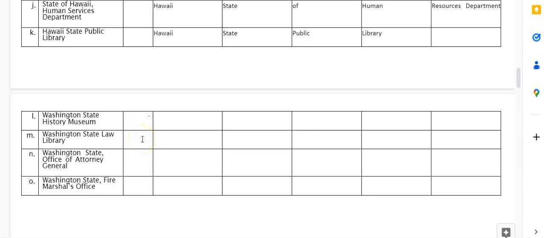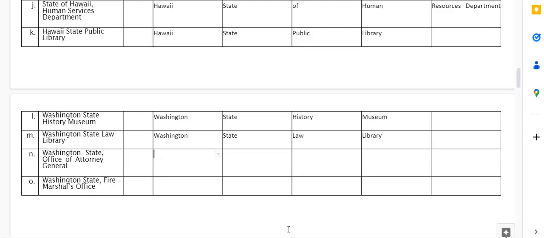For letter L, we have Washington State History Museum. So Washington is our key unit. State is Unit 2. Okay. History is Unit 3. And Museum is Unit 4. For Washington State Law Library, Washington is our key unit. State is Unit 2. Law is Unit 3. And Library is Unit 4.